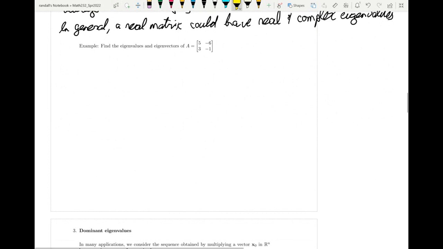So now we're going to identify the eigenvectors of a matrix that has a complex eigenvalue. So let's take this example. Let's compute its characteristic polynomial.